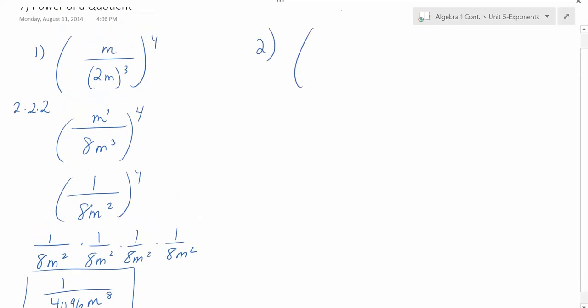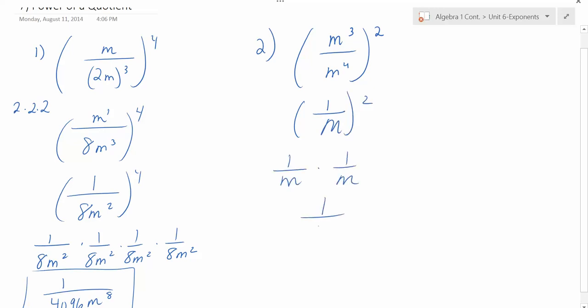Number 2. m to the 3rd all over m to the 4th, all squared. Simplify that, that becomes 1 over m squared. So 1 over m times 1 over m will give you 1 over m squared. Okay, so try your best with these ones. Again, simplify what you have in parentheses, and then work from there.